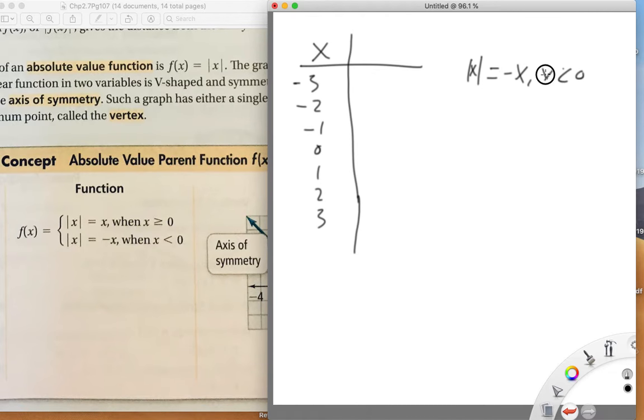Let's take a look at that for a second. If I have this -3 and I plug it into my function, it's going to be negative of -3, so this would be a +3. This would be a -2, which would be a +2. -1, which would be a +1. Then 0 is 0.